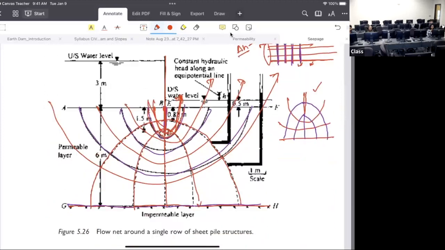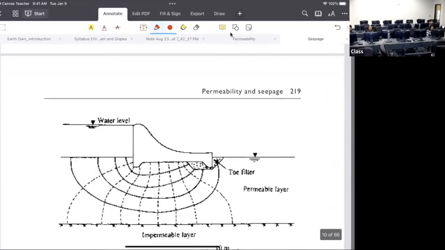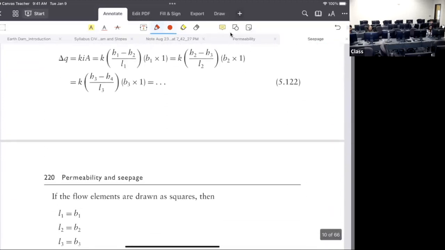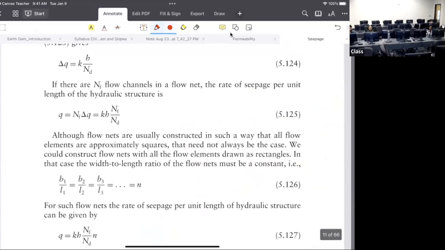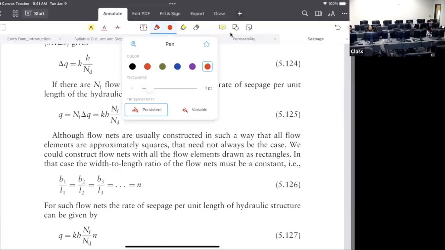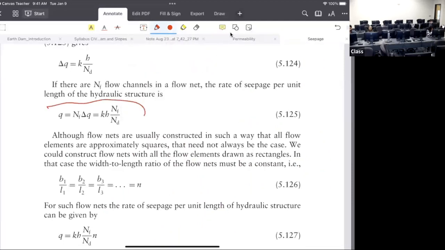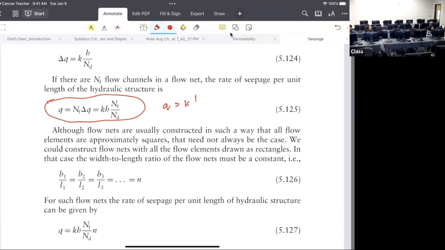So basically, in the flow net problem, the equation is, where is the equation? That is the equation: Q equal to K H Nf over Nd. That's your equation, right? So in this equation, we have K, which is known, right? And then H over Nd is what?